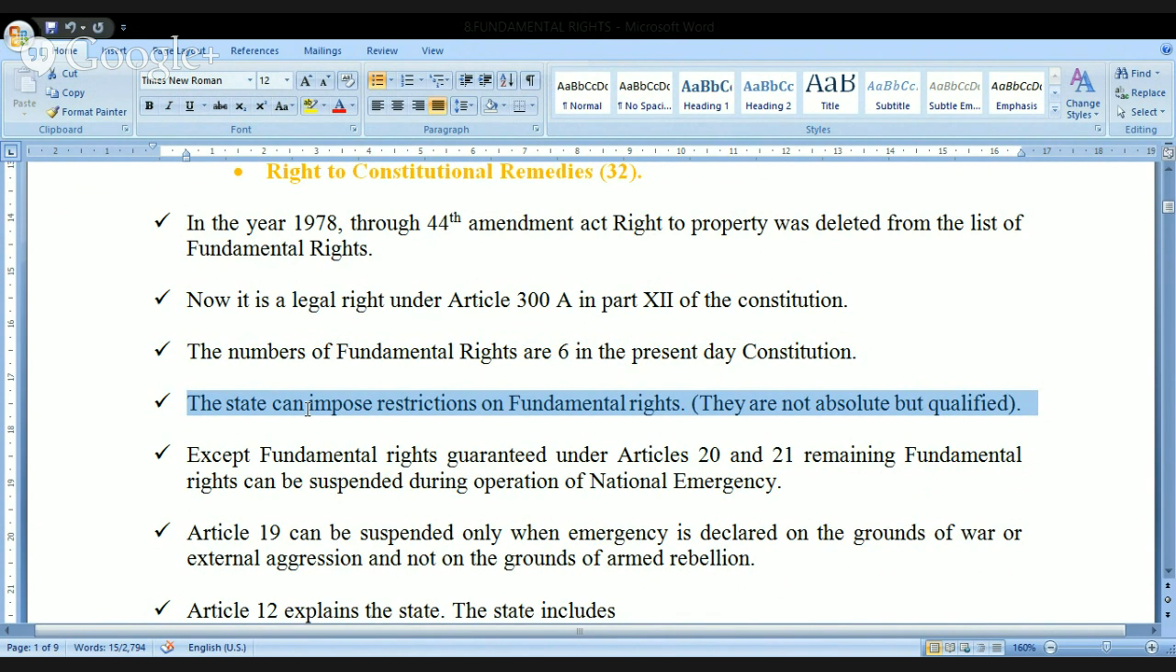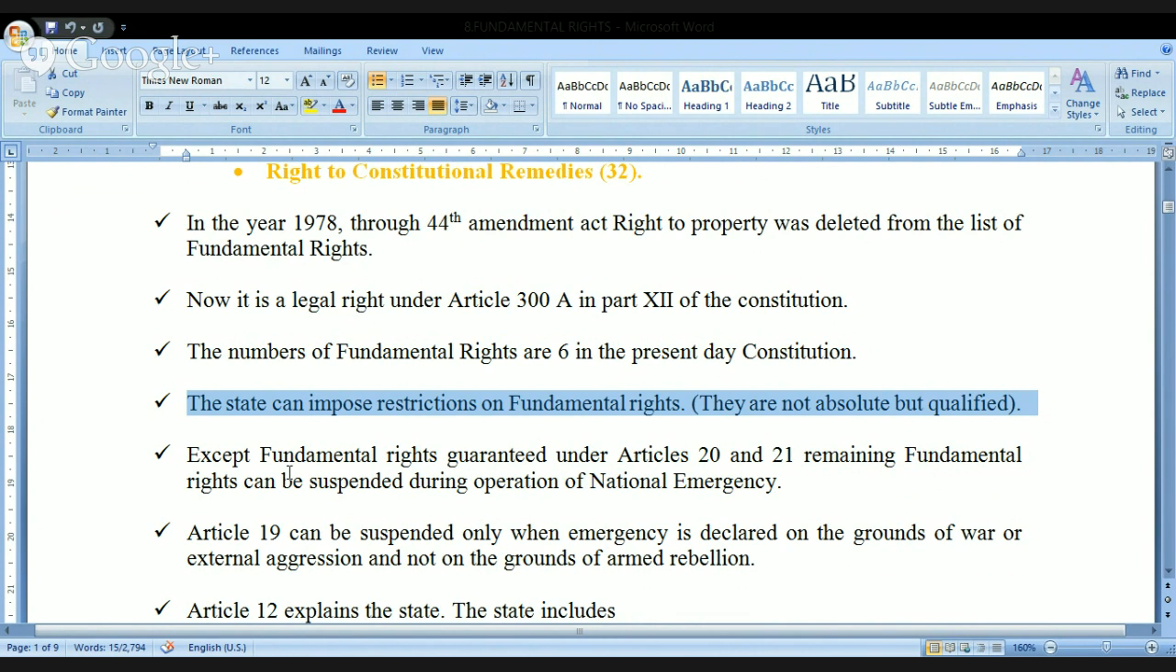If you look at the statement that is present in the brackets, the fundamental rights are not absolute, but they are qualified. What do you mean by this? When I'm saying not absolute, it means at every given point of time, I cannot enjoy all the fundamental rights. Because the state, kindly recollect the meaning of the state, has every right to impose restrictions on the fundamental rights. That's the reason why they are not absolute, but they are qualified.